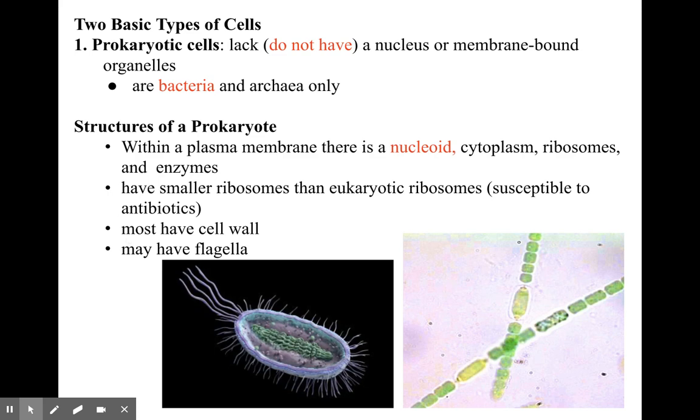And then most have a cell wall. So most, not all, have a cell wall. It's a different kind of cell wall than the one we're going to talk about with plants. And then they might have something called a flagella, which is the tail out here. Again, we'll go over that with the animal cells as well.